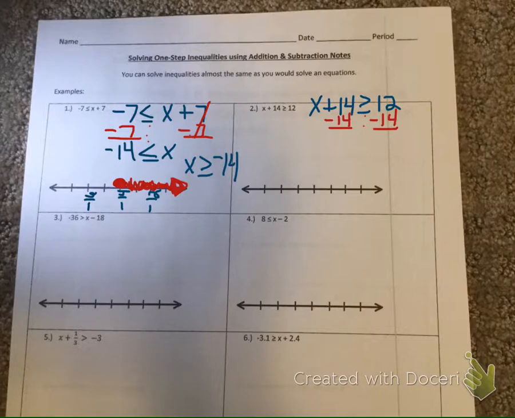Okay, +14, -14 cancels out. I am left with x is greater than or equal to 12 minus 14. I have different signs. Subtract. 14 minus 12 is 2, and it would be a -2 because 14 is the bigger number. There's your answer. And I could just leave that like that because my variable is already written on the left.